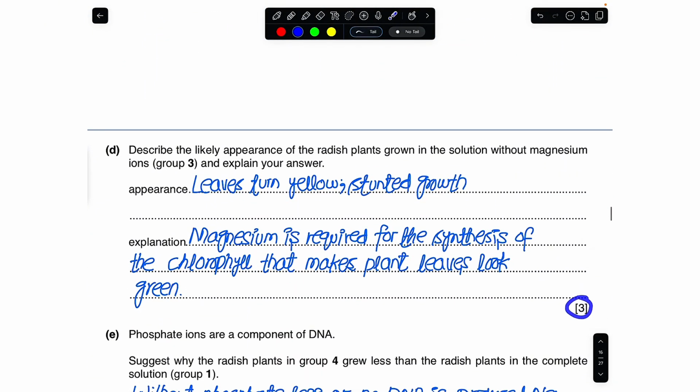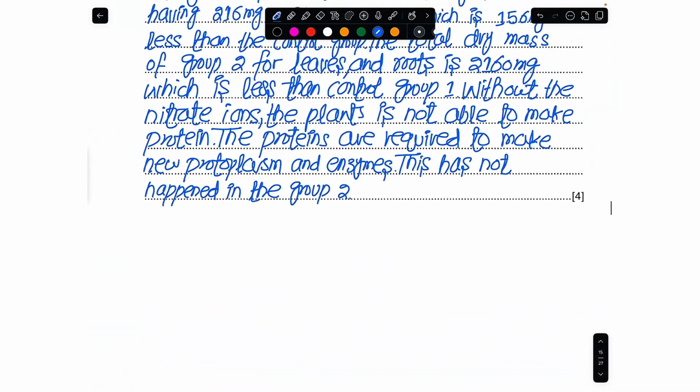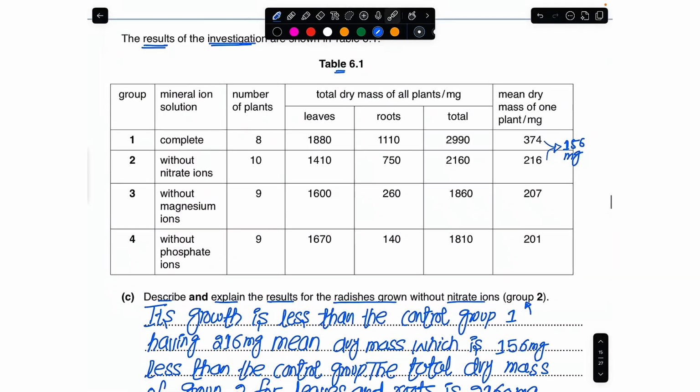Moving onward, for 3 marks, for part D, the examiner asks us to describe the likely appearance of the radish plant grown in the solution without the magnesium ions, which is group number 3, and we are required to explain our answer. Now, if we go back to the table, you see that the plant in group number 3 is grown without the magnesium ion, and what you need to remember is that the magnesium ions are responsible for making the chlorophyll within the chloroplast.